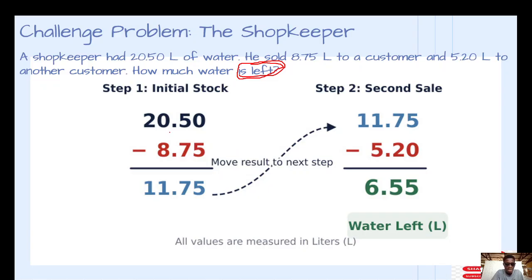So let's take it step by step so that you'll be able to follow it with keen attention. All right, so let's start with the first sales. So he was able to sell 8.75 liters. So let's take it from the total or the initial liters of water that he has. So we have 20.50 minus 8.75. So you align them. The ones is here. We have the hundredth. We have the tenth position. And then we have the ones, and then we have what? The tens.